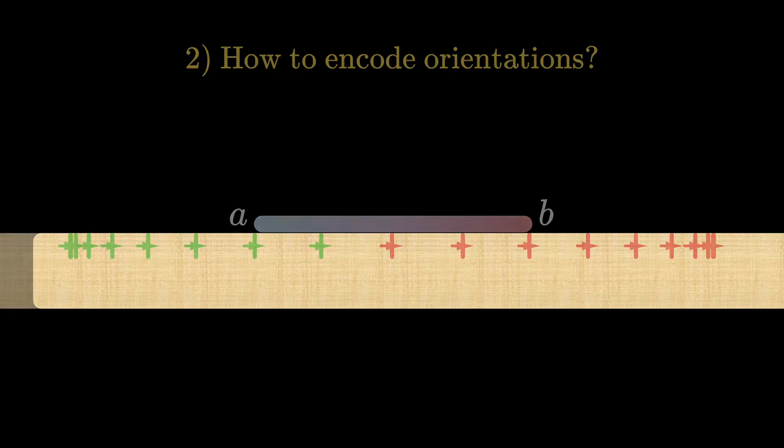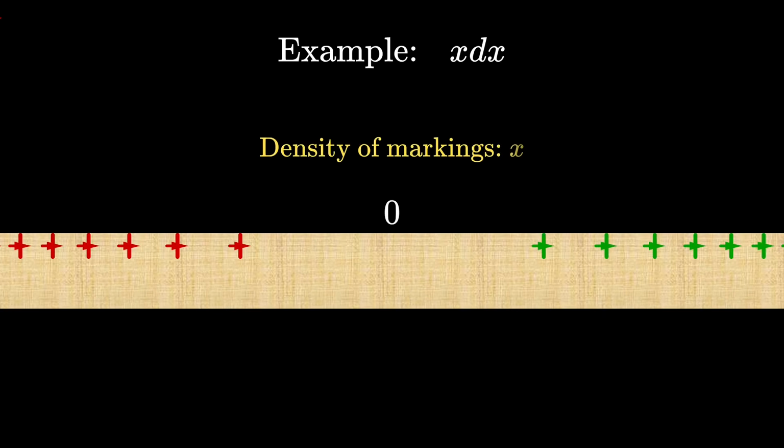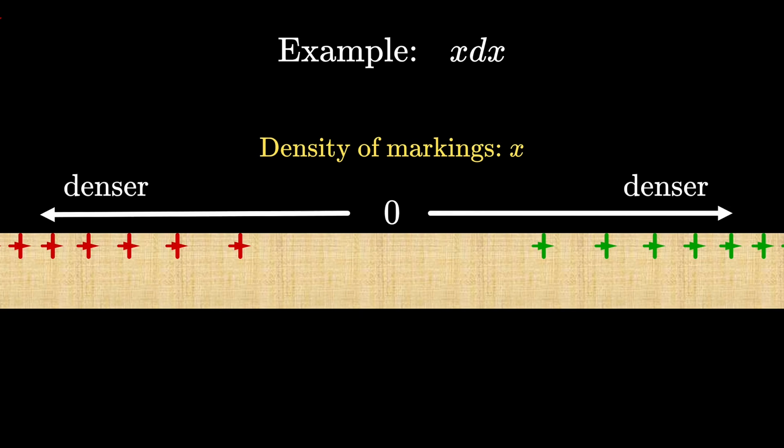Just to drive home this intuition before going to higher dimensions, I want to show you how the differential form x dx looks like on the ruler. It looks like this. You'll notice that since the density of the markings is x, they go denser as you move away from 0 because the magnitude of x increases.